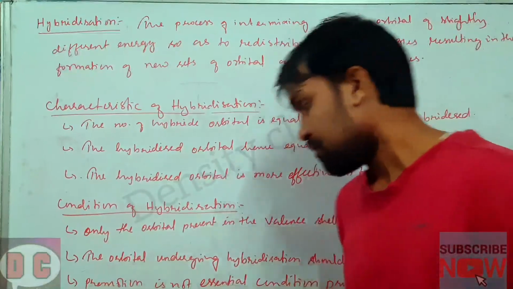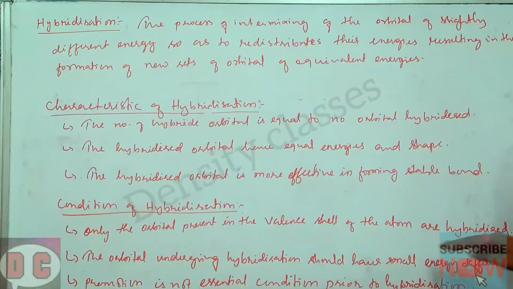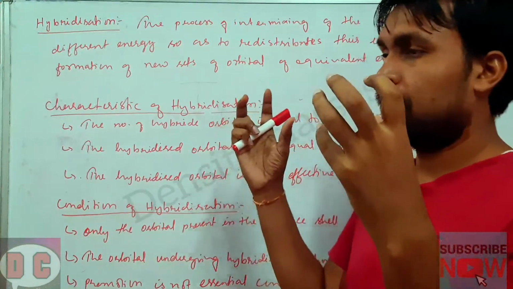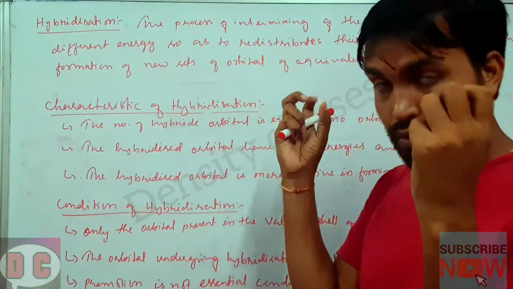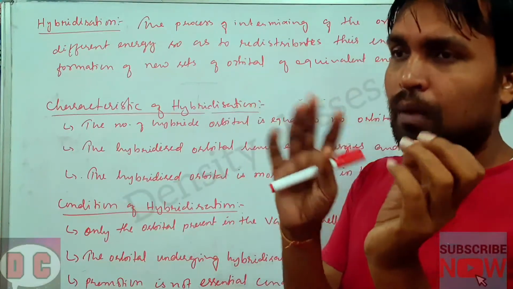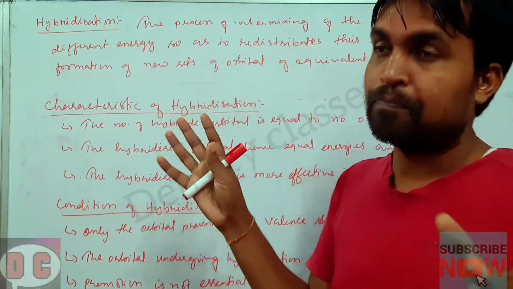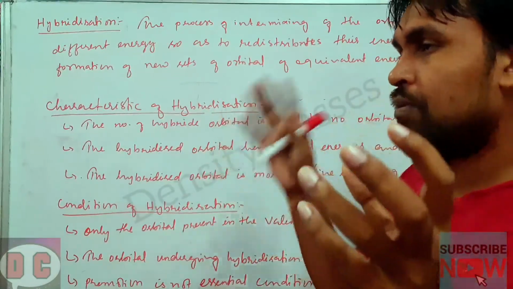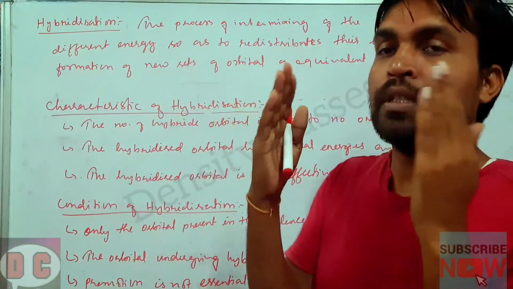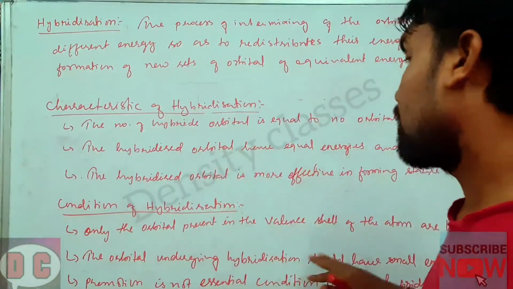Second point, the orbitals undergoing hybridization should have a small energy difference. Suppose this is an s orbital and this is a p orbital; the energy difference between these two orbitals should be almost near to each other. The energy difference should not be very huge. If the energy difference between the s orbital and the p orbital is very huge, they cannot hybridize. Near to each other it should be, then only it will be hybridized.